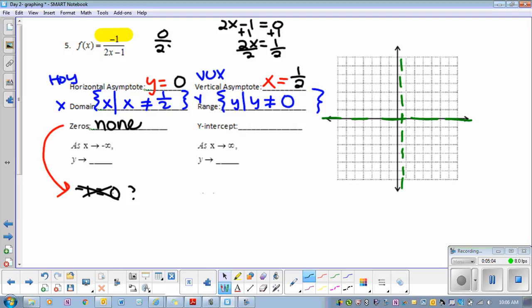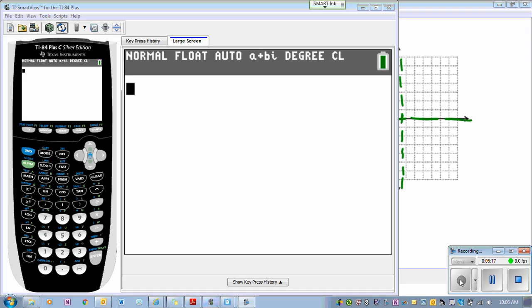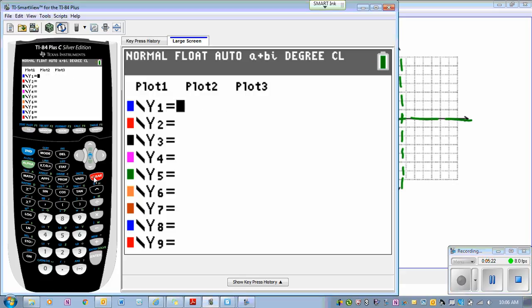So what about the y-intercept? Let's put that into the calculator. You can also plug in a 0 for that x and see what you get. Go to y equals. What's on the top? -1. Since that's all by itself, I don't need to put parentheses around it. Divided by 2x minus 1. Well, that's 2 terms, so please make sure you put your parentheses.